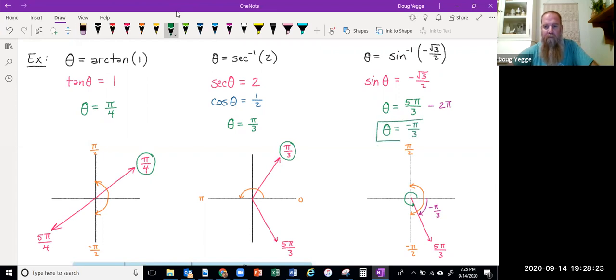And so this is how we find our inverse trigonometric values. Okay, just keep in mind the ranges for each of the 6 inverse trig functions.